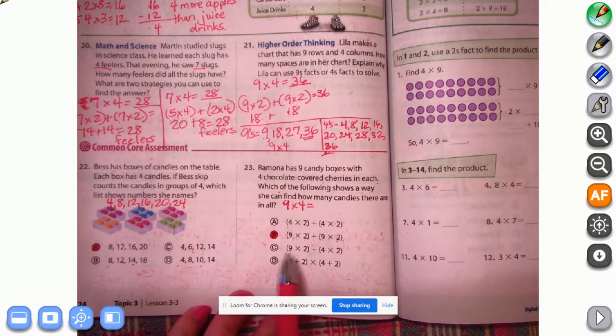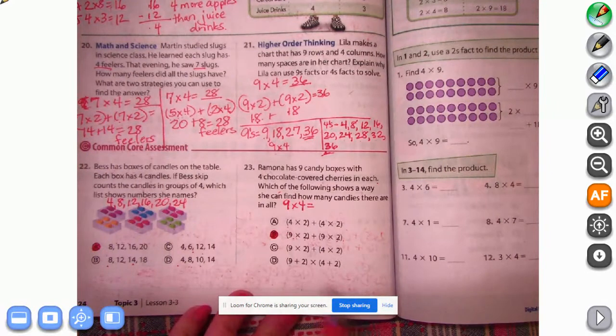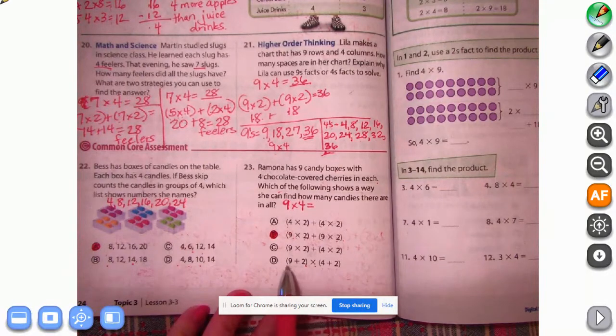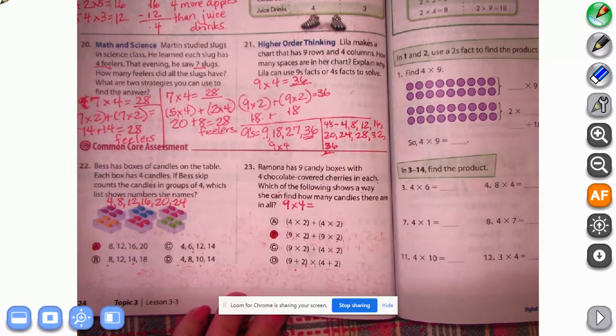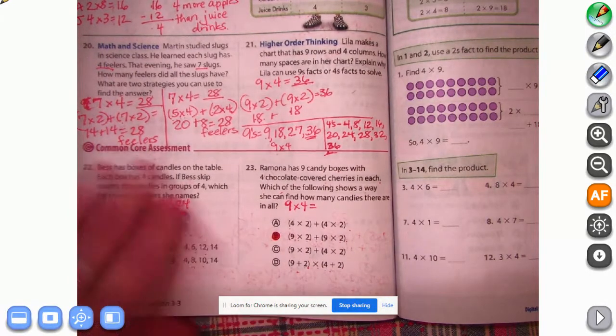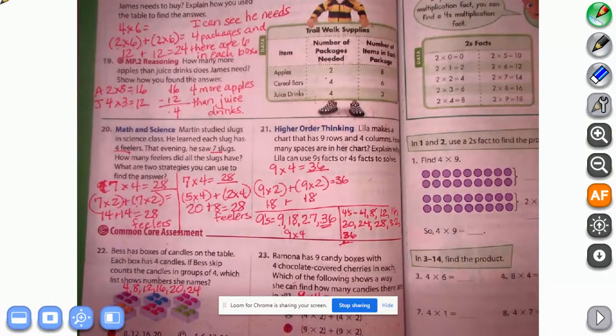Okay, looking at C. 9 times 2 plus 4 times 2. Well, 9 plus 4, that would make 13. And this would be 13 times 2. Well, that doesn't work. 9 plus 2 times 4 plus 2. 9 plus 2 is 11 times 4 plus 2 is 6. It would be 11 times 6, and that makes 66. So just B. All right, make sure you have everything marked down. And when you do, you can go ahead and start working on your homework.